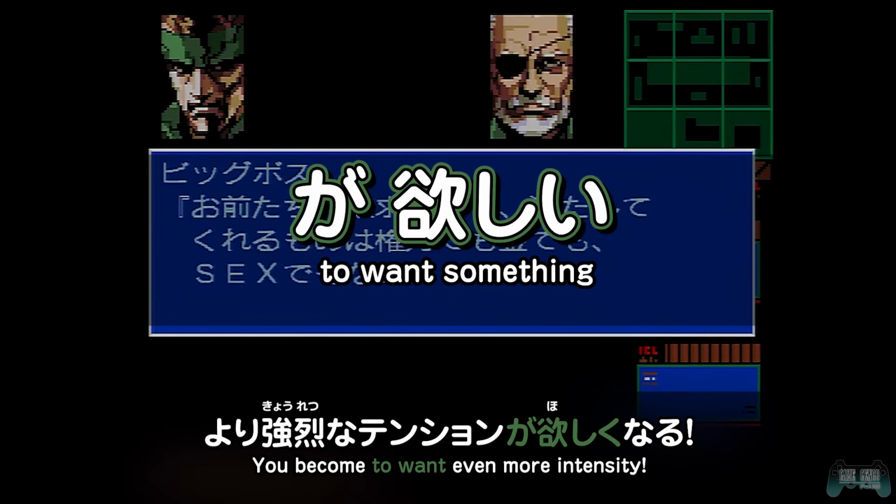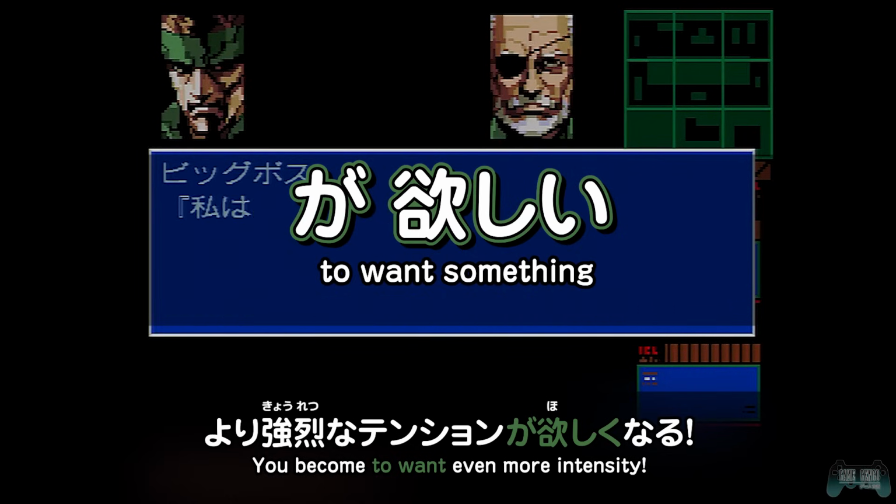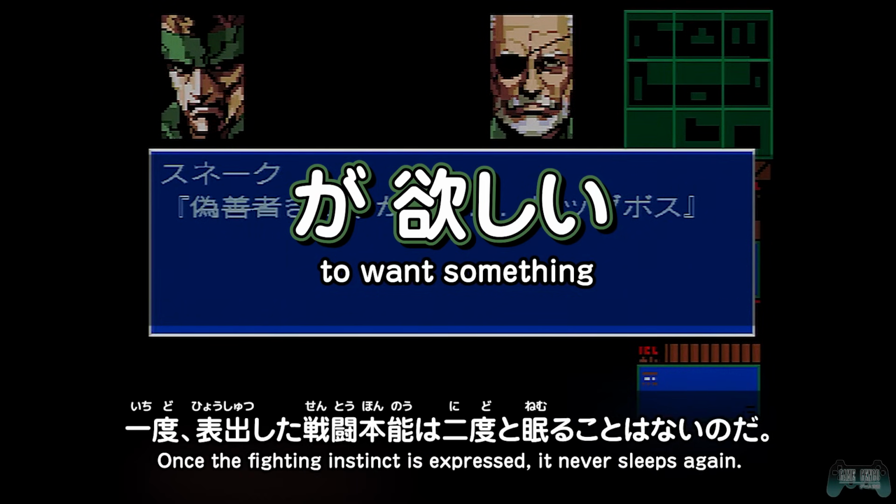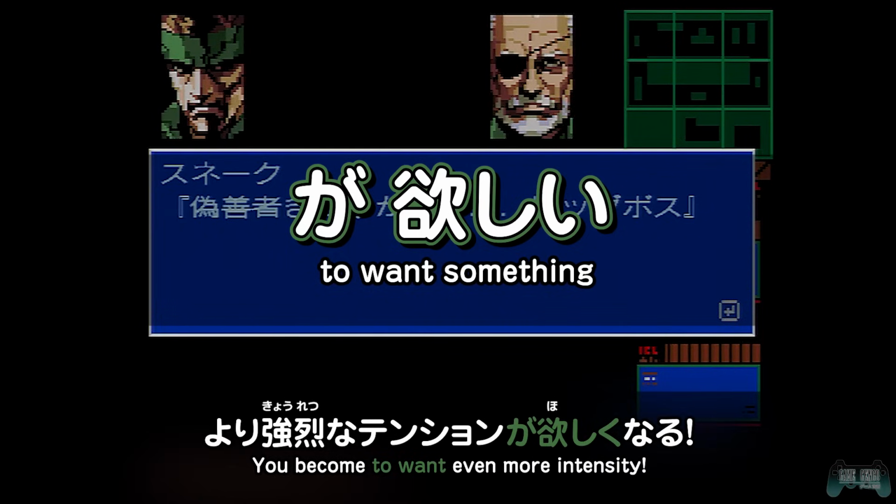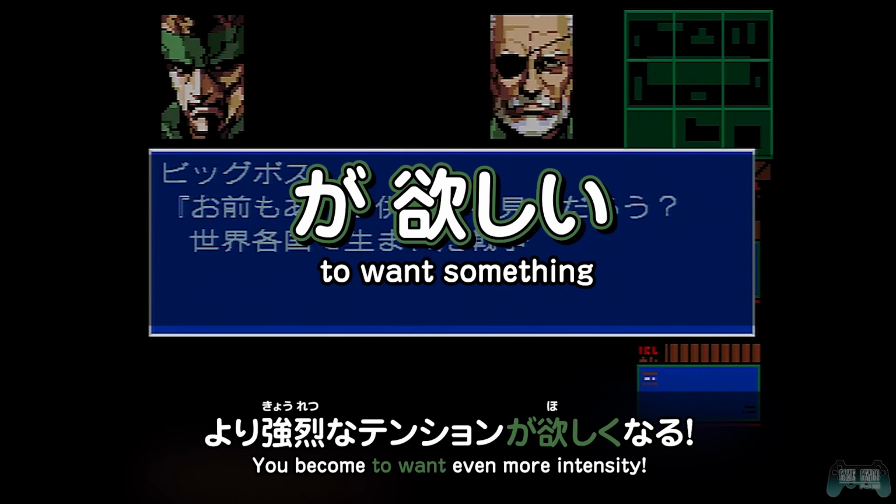It can be used with both kanji or simply written in hiragana only. So if you want something, simply put the noun that you want before ga 欲しい and you're good to go. Pizza ga 欲しい. Or as Big Boss from Metal Gear 2 says, once your fighting instinct is awakened, you become to want even more intensity. より強烈なテンションが欲しくなる. You become wanting more tension or intensity.